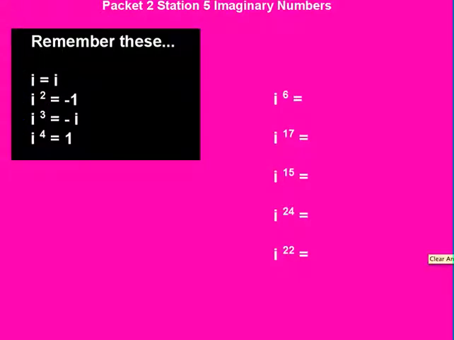i to the 6th, well, we can just count. 1, 2, 3, 4, 5, 6. i to the 6th is -1.